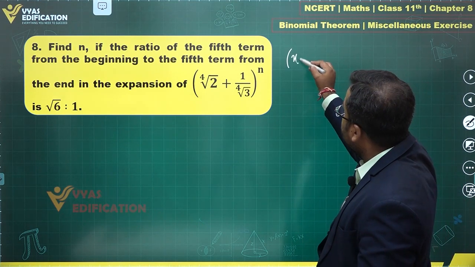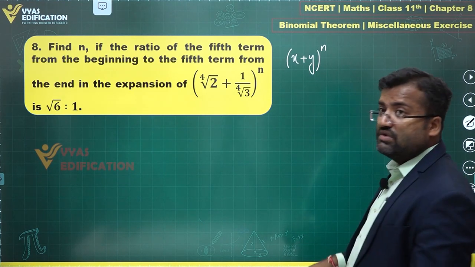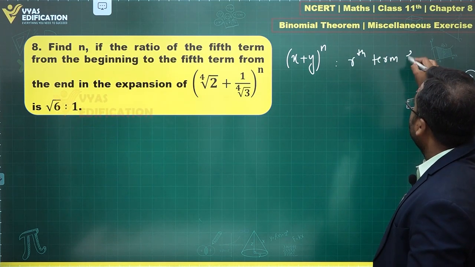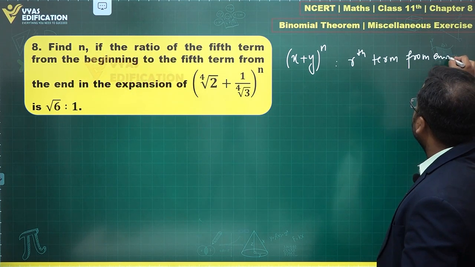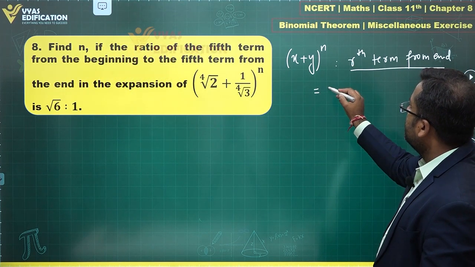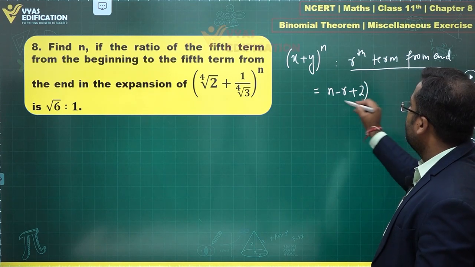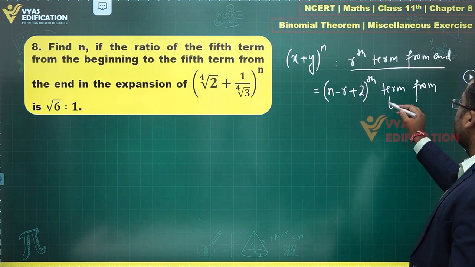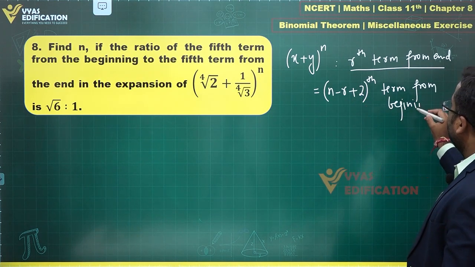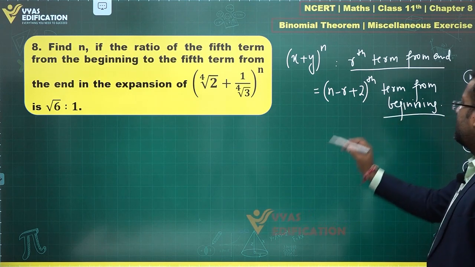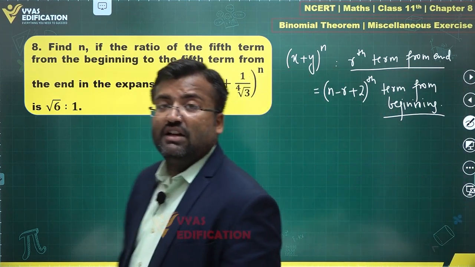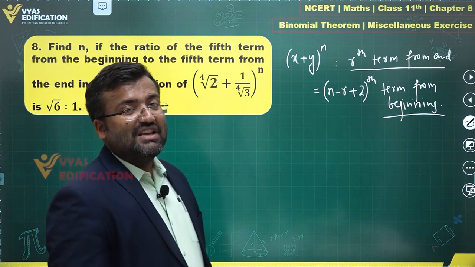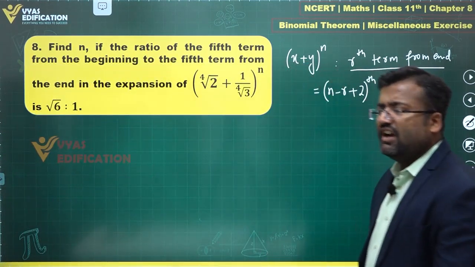So for (x + y)^n, we know something. The rth term from the end is equal to the (n - r + 2)th term from the beginning. This is what we know, right? It is rightly given in a textbook, and while studying the binomial theorem, you would have gone through this, that the rth term from the end is the same as the (n - r + 2)th term from the beginning. How do we get that?